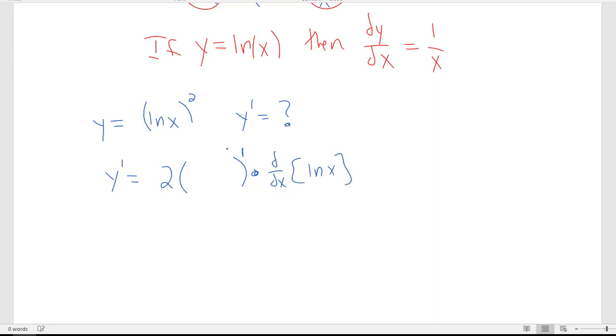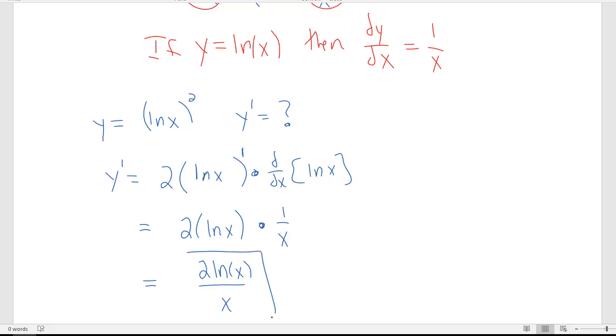Now remember, when I do the derivative of the outer, I don't touch the inner. So there's my ln of x. And now the derivative of ln of x we just discussed was 1 over x. So the derivative of ln x is 1 over x. And we still have this expression we have to carry with us. So in this particular example, we have 2 ln of x over x as the derivative of ln of x squared.